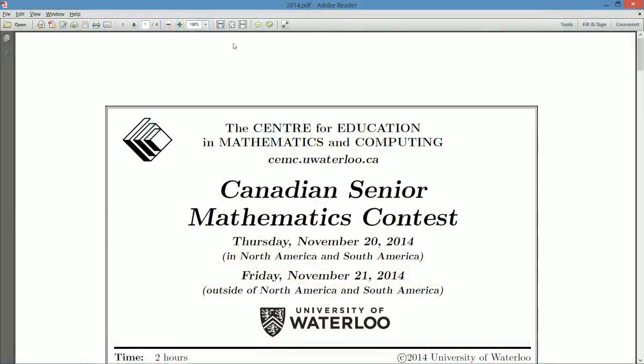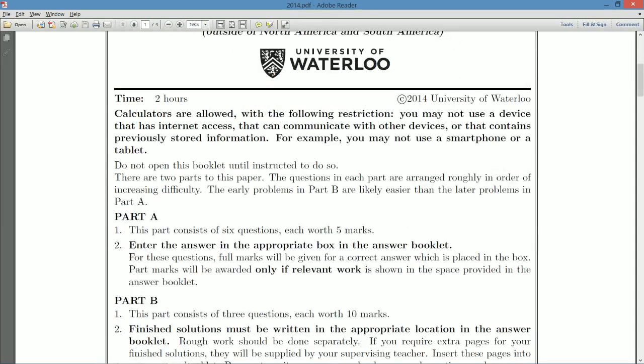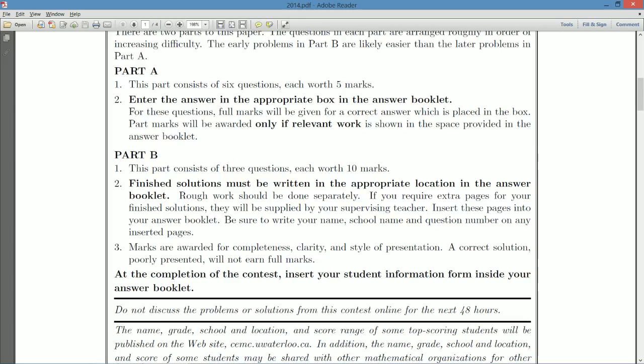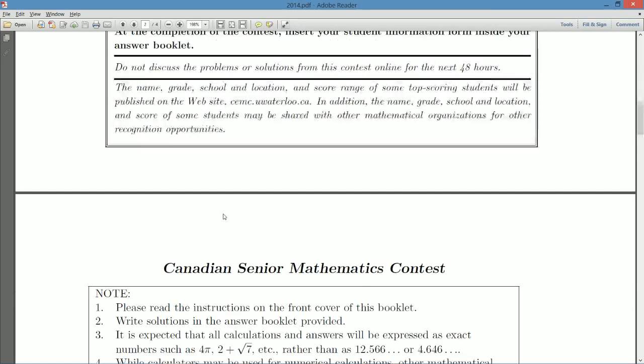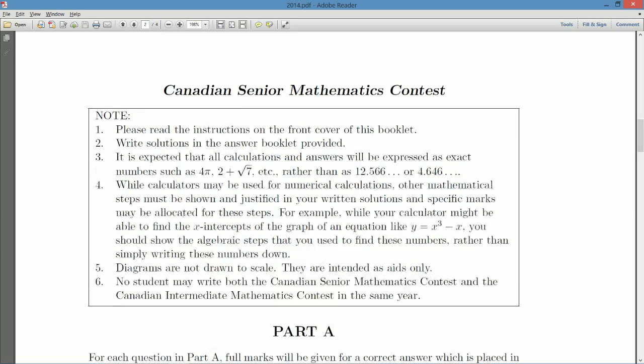It's the paper for the grade 11 and grade 12 education level. It's 2 hours long, and as we've seen before in the 2011, 2012, and 2013 papers, it's got a Part A and a Part B. Part A is worth less in terms of marks, and you just need the final answer, whereas in Part B we need to write out solutions and justify what we're doing. We have a whole bunch of notes here, things that you should take to heart if you're going to try these contests and actually compete.